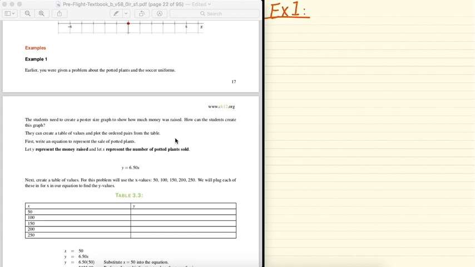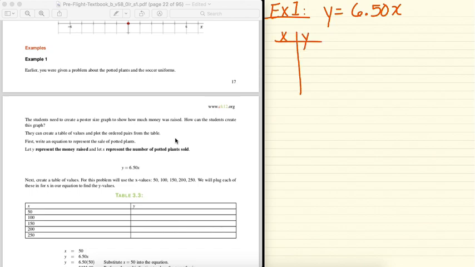So next it's saying we need to write a function to represent the sale of the potted plants. The function that they're giving us is y equals 6.50 times x, and that's because it was $6.50 per plant. Now we need to create a table of values, and for this problem, they're telling us that we're going to use 50, 100, 150, 200, and 250. So we're going to plug each of these in for x in order to complete our input-output table, or our table of x and y values.